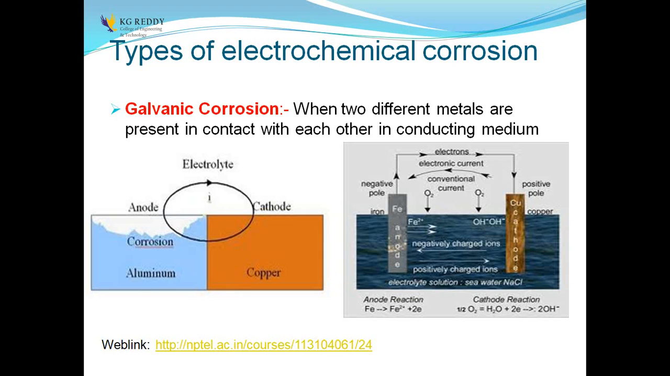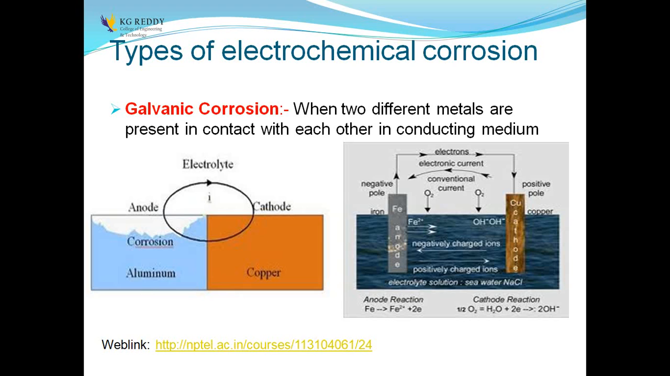For example, you can take aluminum, copper, and iron. In the diagrams, two different metal pairs are taken: aluminum combined with copper, and iron combined with copper. Aluminum has the lowest reduction potential value, so it acts as an anode. The metal which acts as an anode undergoes oxidation, and the metal which acts as a cathode undergoes reduction. Oxidation means losing electrons, and reduction means gain of electrons.